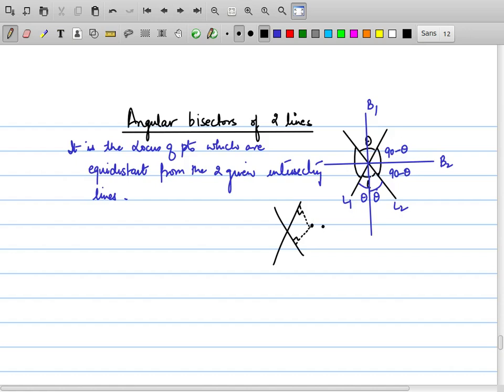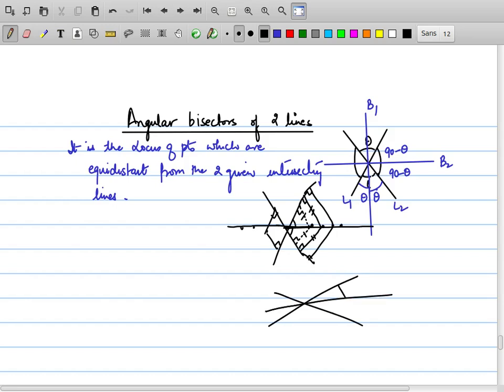Now there will be lots of points whose distance from these two lines would be equal. If we take this point, this distance will be equal, and so on. Similarly, there will be points on this side also. These distances will be equal, meaning this distance equals this distance. Now if we join all these points, what do we get? We get a line. And what is the property of this line? This line will divide this angle. Why? Let's see.